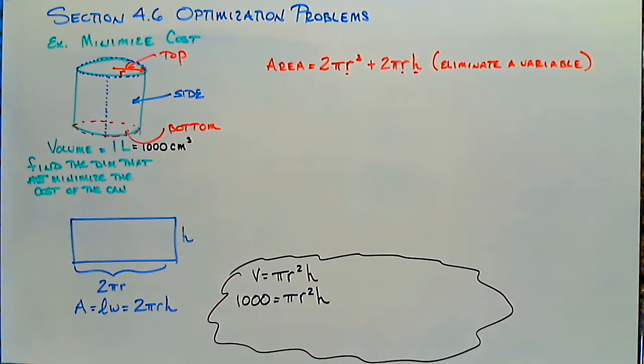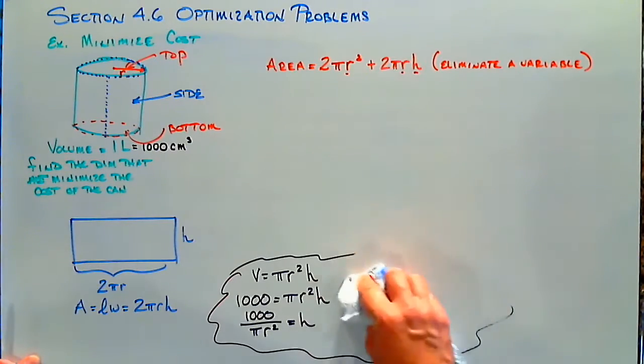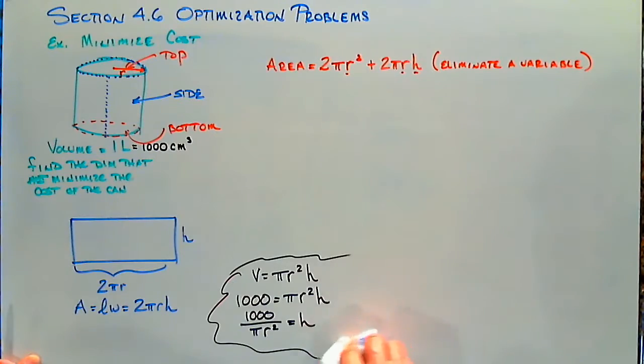And now we have a pretty simple equation. We can solve this for h. If we solve this for h, we get 1,000 divided by pi r squared equals h. And now we have a candidate. I guess we got kind of big with our bubble there. I wasn't as optimistic as I should have been, was I? So we can just get rid of that, close that in here.